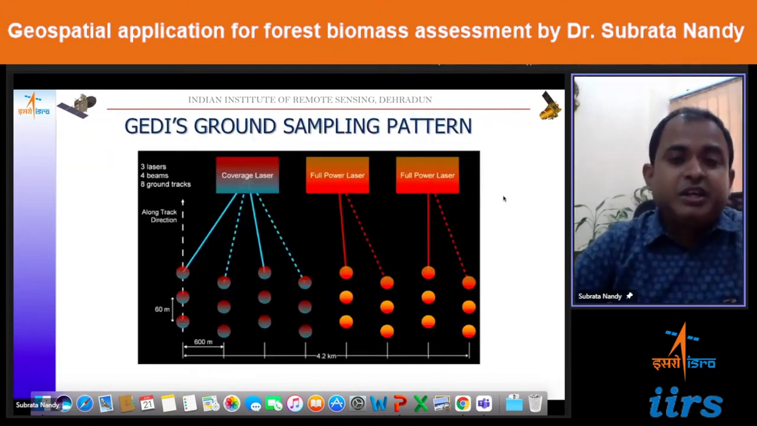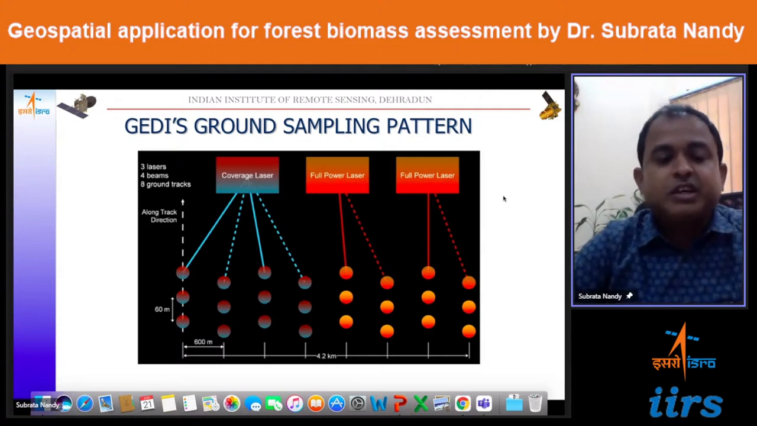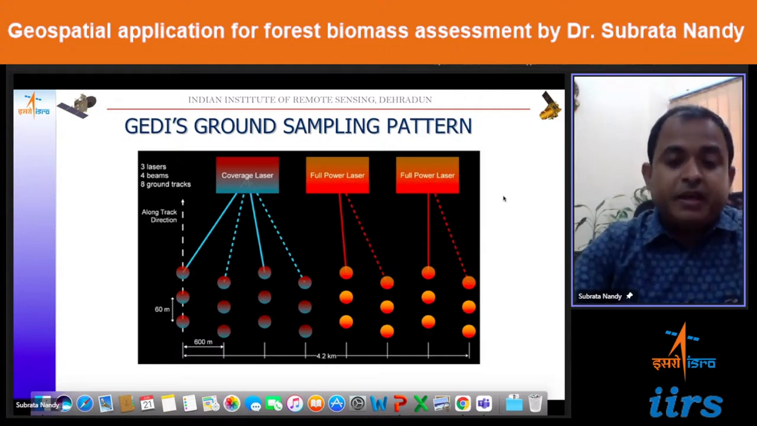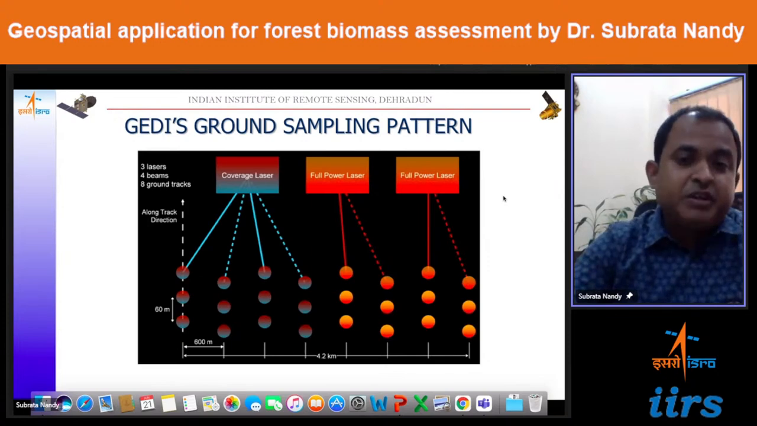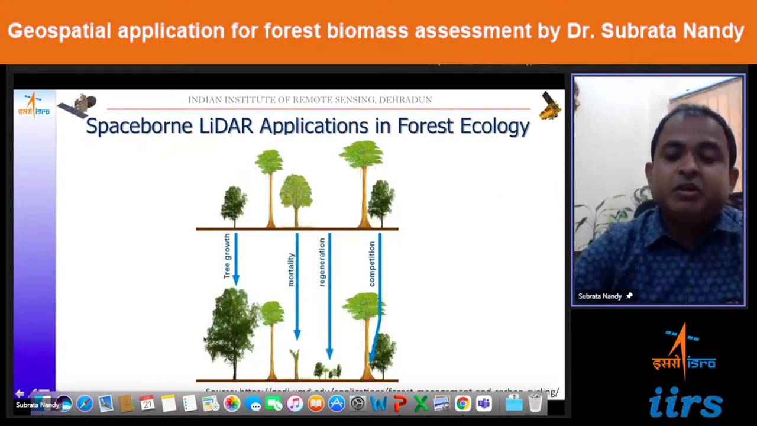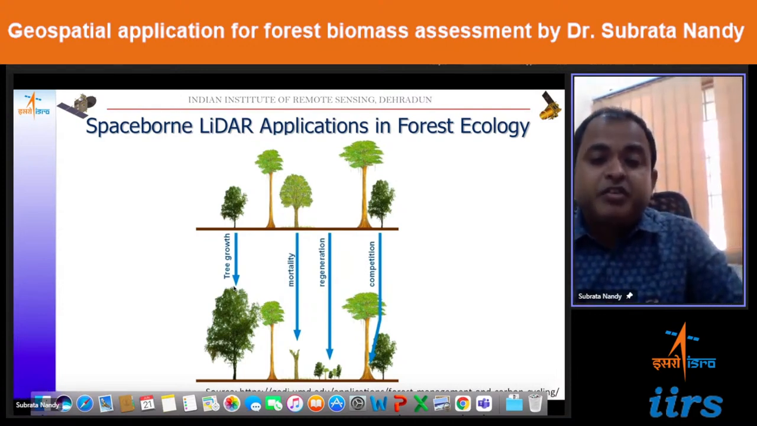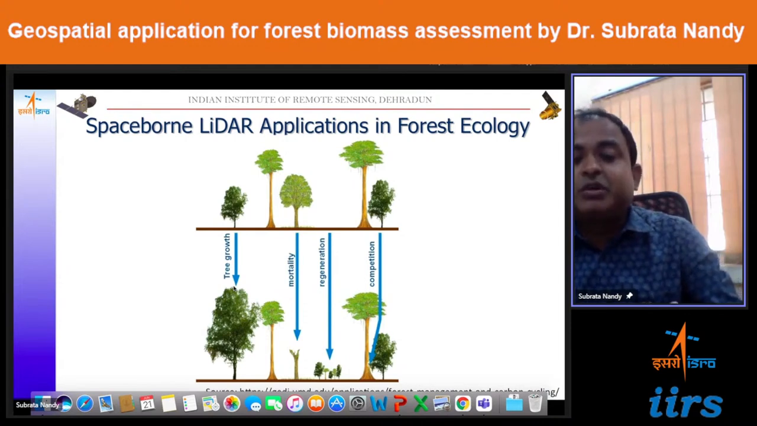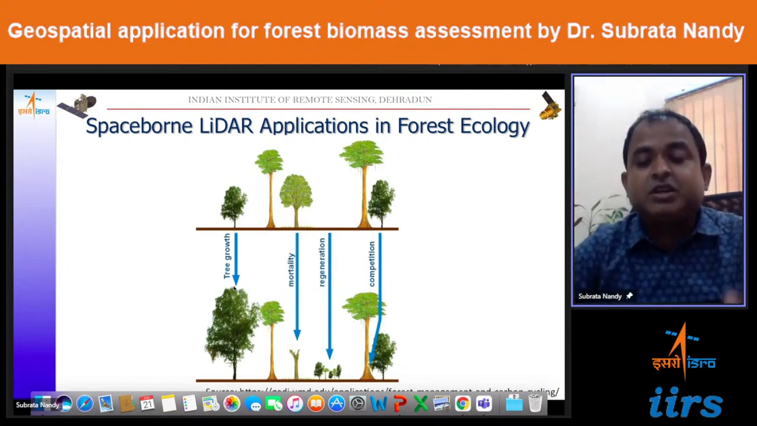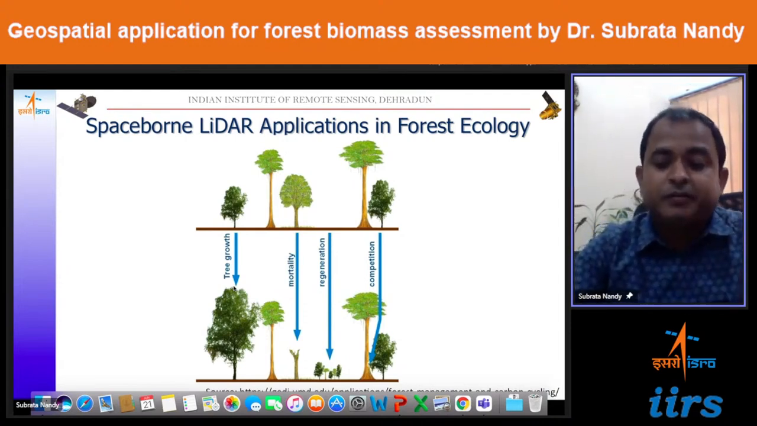In this data there are 8 ground tracks and 4 beams, and the footprint size is around 25 meters. This kind of data can be used very effectively because there is repetition also. So you can study tree growth, you can study mortality, you can study regeneration, you can study competition as well.